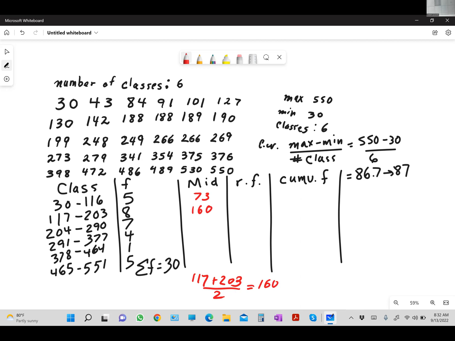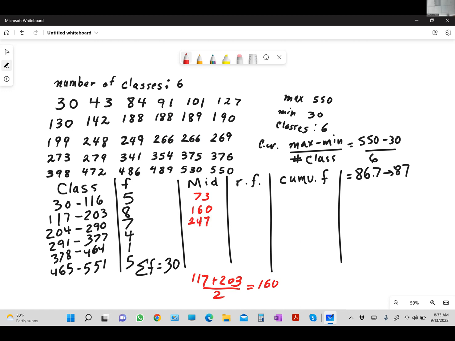Now, if you take 73, which was your first midpoint, and add the class width, guess what you get? 160. So you could either just take 73, add the class width, which was 87, and you get 160. And if you want to get the next one, you just add 87 to that, and you get 247.